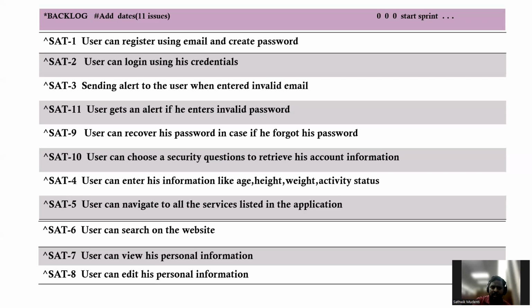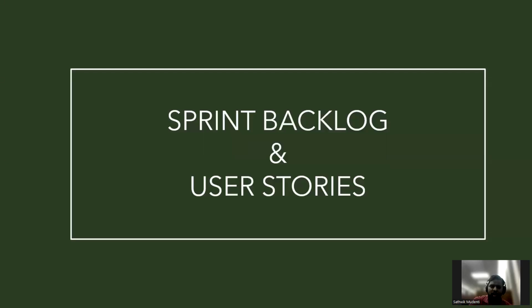The user can enter his information like age, height, weight, and activity status. The user trying to navigate to all services in the application. The user trying to search on the website, and the user trying to view and edit his information. So that's all for our product backlog, and the sprint backlog will be discussed by Brunda. Thank you, Satvik. So here is the sprint backlog and user stories.